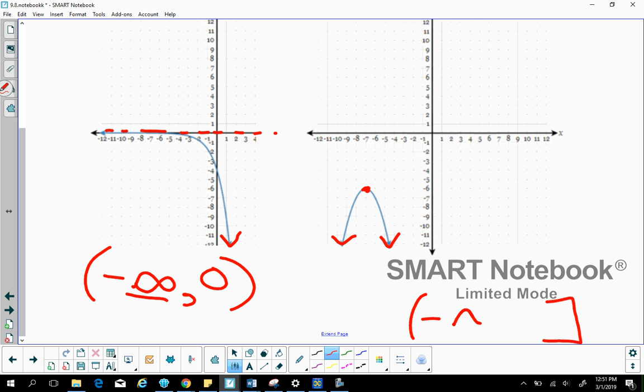Negative infinity. I know it's negative infinity, because it's going down, and you can see it's going down into negative numbers. So it's going down towards negative infinity. Yep, so it's bottom up. Then what's the highest y value? Yep, and that's a bracket because it touches it.